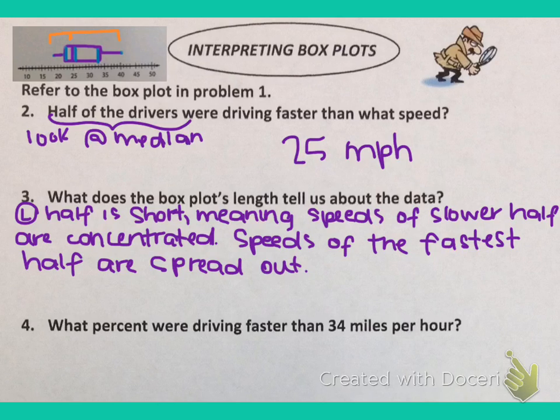What percent were driving faster than 34 miles per hour? Well, 34 was our third quartile. So we want to know what percent were driving faster than 34. Well, remember, each part of that box plot represents 25%. So from Q3 all the way up to our high extreme, so from here to here, that represents 25%. Okay, so 25% were driving faster than 34 miles per hour.